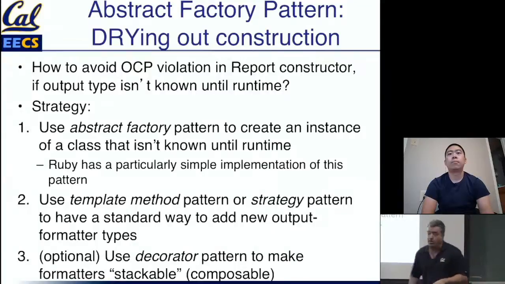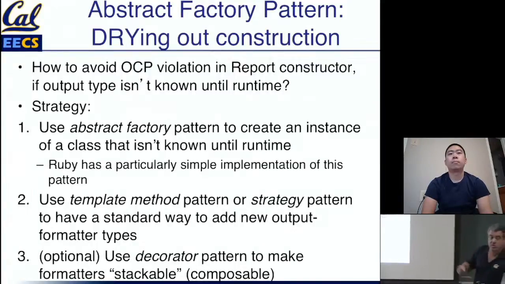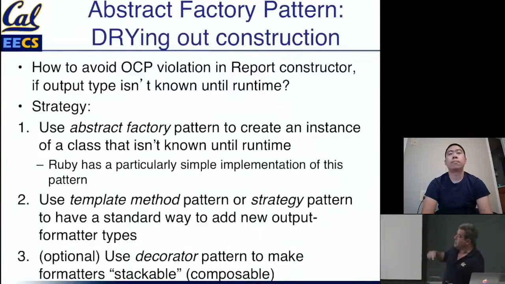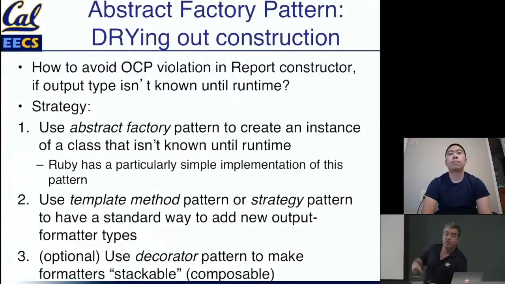First of all, we're going to use one of the construction patterns called abstract factory, because that will allow us to, at runtime, create an instance of a class where we don't know in advance what the class name is going to be. And it turns out that because of the way Ruby handles metaprogramming, it has a really elegant implementation of how we're going to do that.